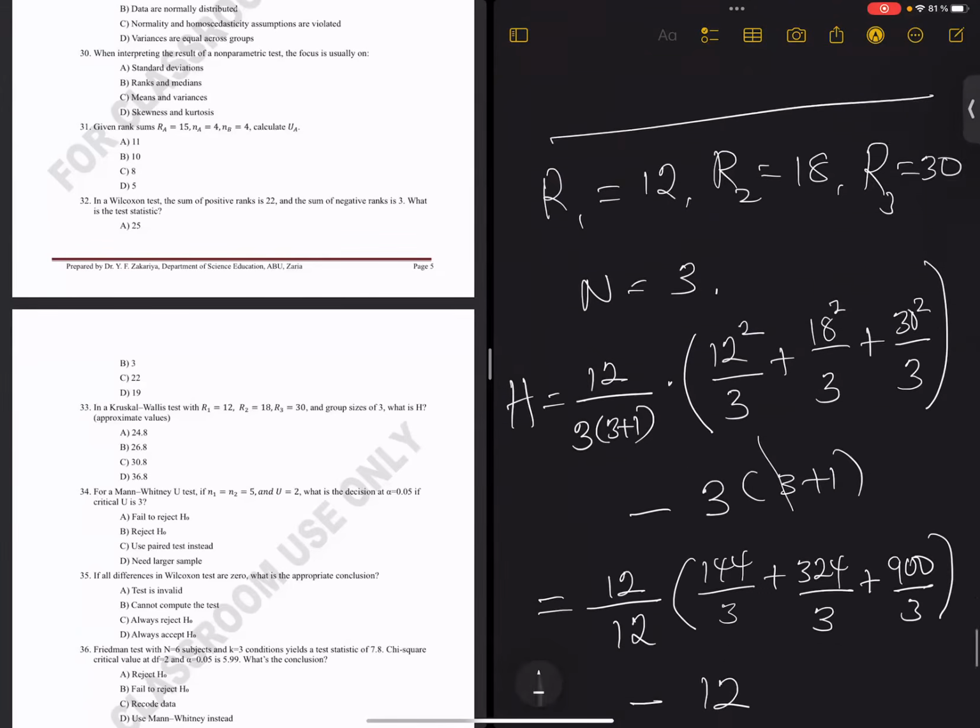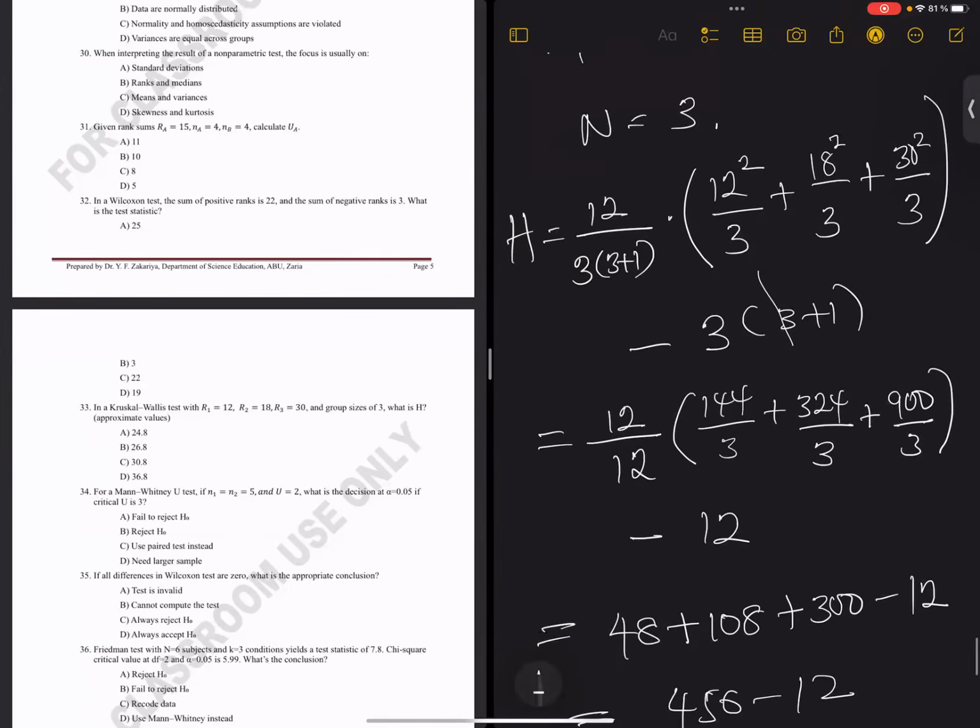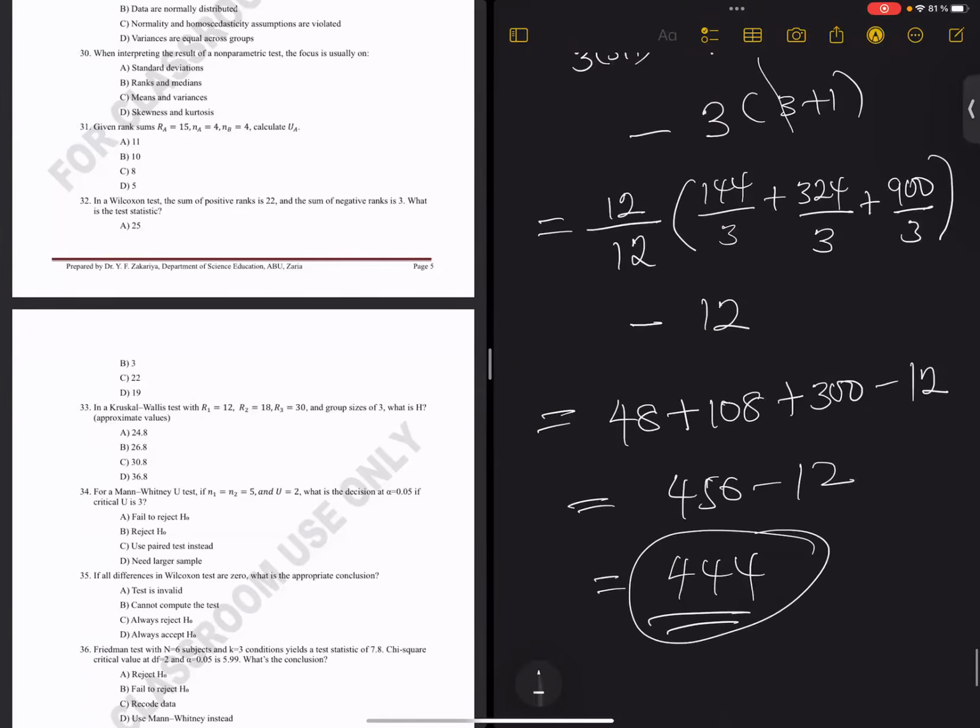Okay. So please confirm the formula, and then you find out that the answer is either this or different from this. This is an H statistic, but it's all about arithmetic and nothing more. Are we okay? Okay. Yes, sir.